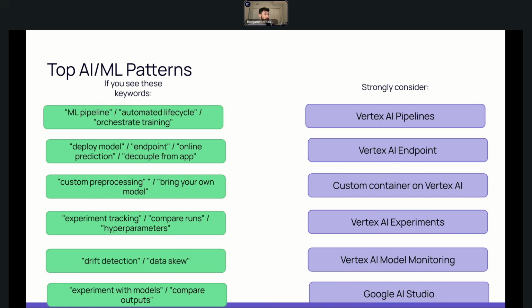And again, you can do model monitoring on your own, but it is the managed solution to monitoring that Google is touting. And then experimenting with multiple models or comparing outputs, especially for LLMs specifically, Google AI Studio is the place where you typically do that, although there is Vertex AI Studio as well.